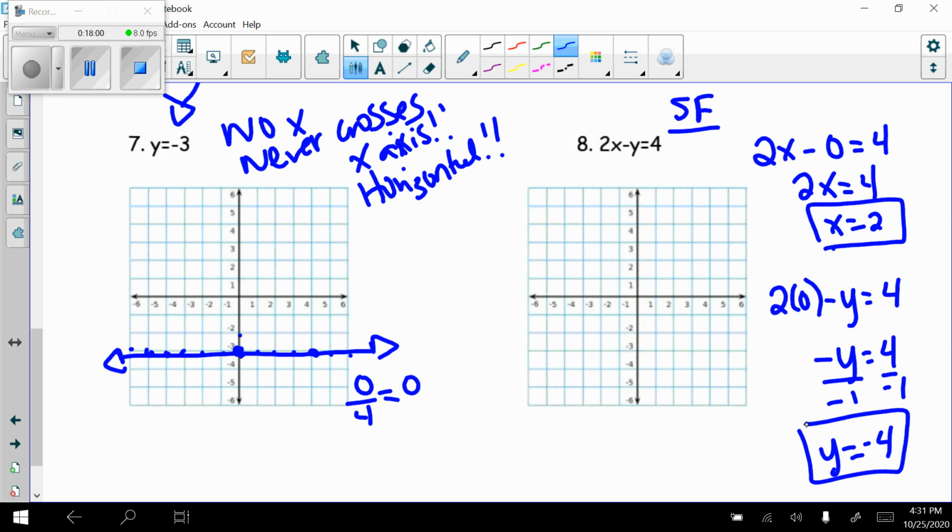Now I plot these 2 points. So I go to where x is +2, and I make a dot. Where y is -4, I make a dot. Draw the line through those 2 points with arrows at both ends. Okay, so that is today's lesson, graphing lines in standard form, slope-intercept form, along with horizontal and vertical lines.